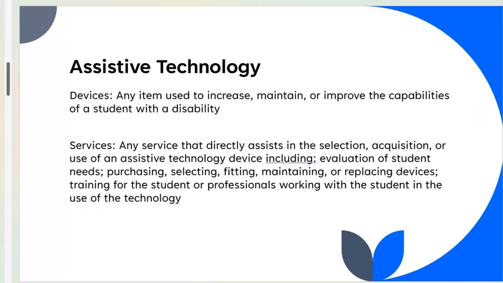So assistive technology looks at two areas. So there are two areas under assistive technology that would need to be considered. So devices, that's any item. So again, a communication board, a mobility device, seating. But it's also services. So any service that the child needs, such as an evaluation to determine what assistive technology might be needed. Fitting, if the child needs a mobility device, they might need to be fitted for that. Training for the student or professionals if it's like a high-tech communication system. So assistive technology, as documented in the IEP, can be devices or services.